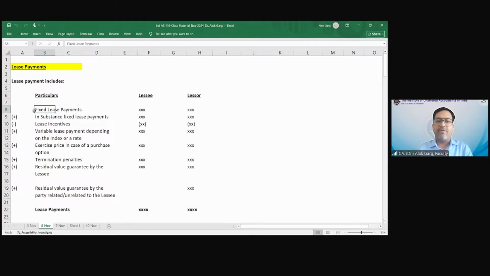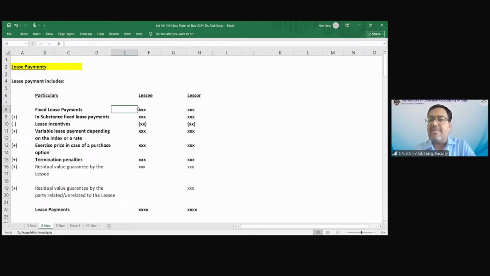Fixed lease payment: from the lessor and lessee perspective, both the payments will be considered. In-substance fixed lease payment is also considered. If there is any lease incentive, if the lessor is giving any incentive, that has to be reduced. Variable lease payment depending on an index or rate is applicable in both cases. Exercise price in case of a purchase option is a part of the lease payment. Termination penalty is a part of the lease payment. From the lessee perspective, if this termination penalty is an outflow, from the lessor perspective what will it be? Inflow. You understand, na?